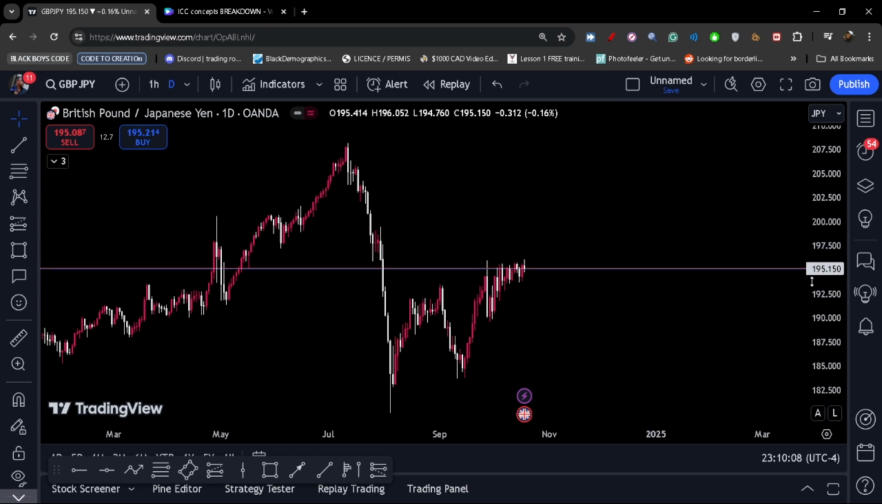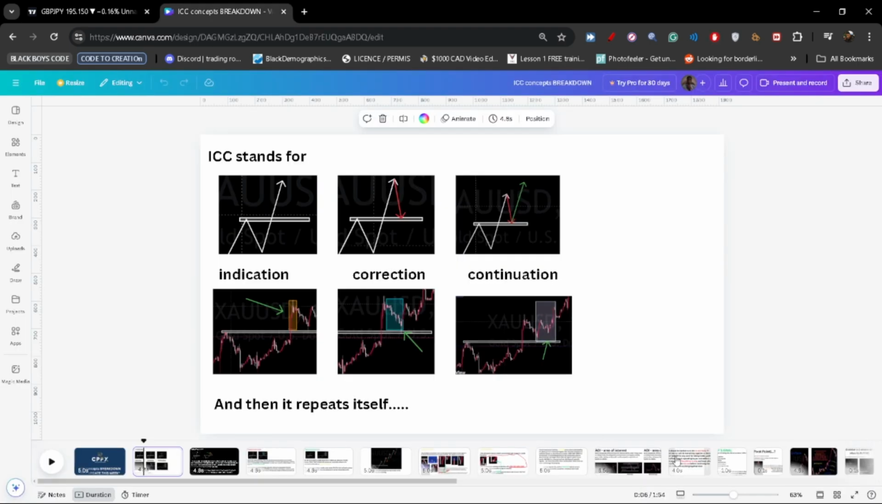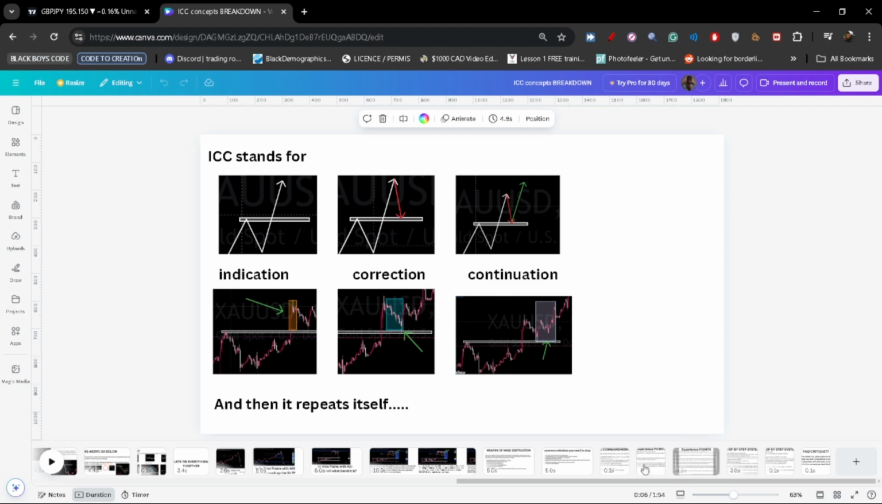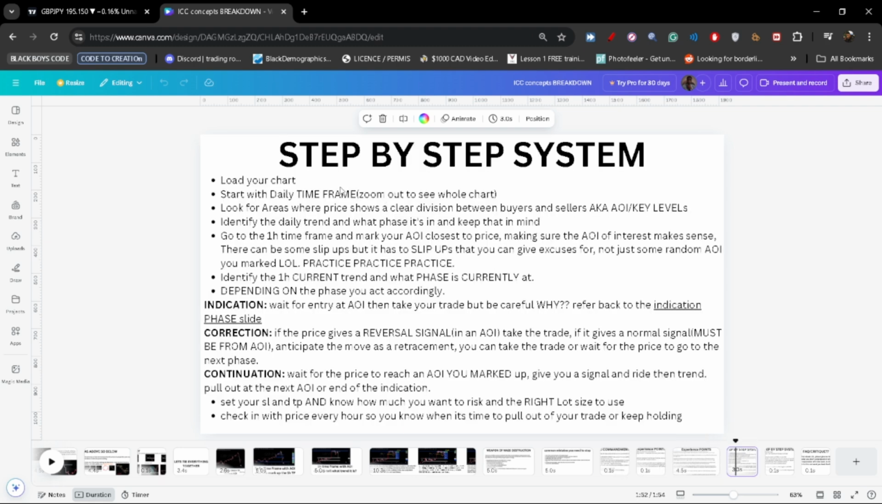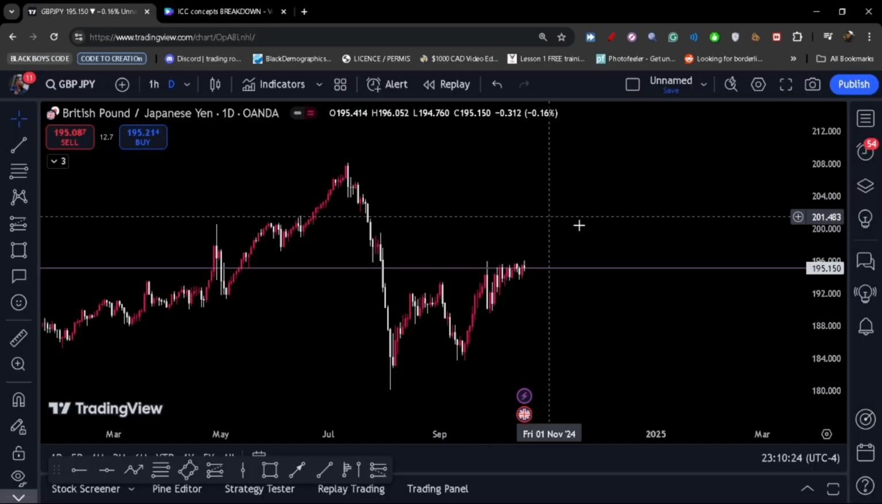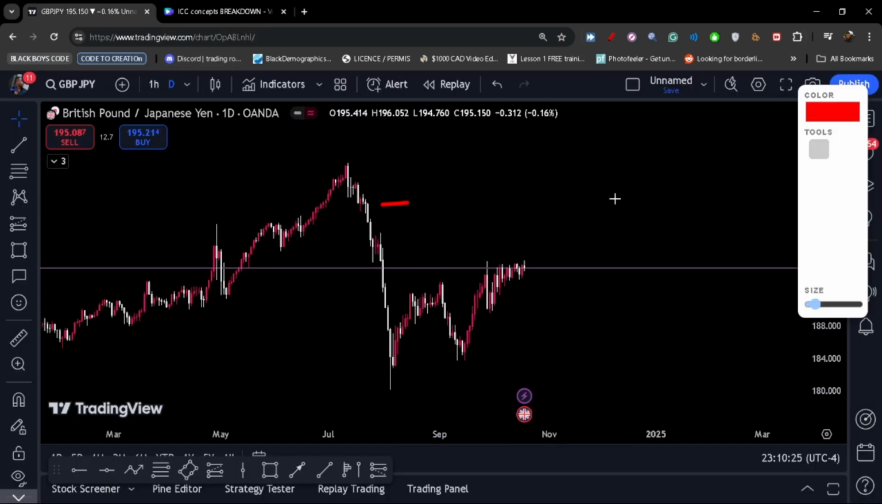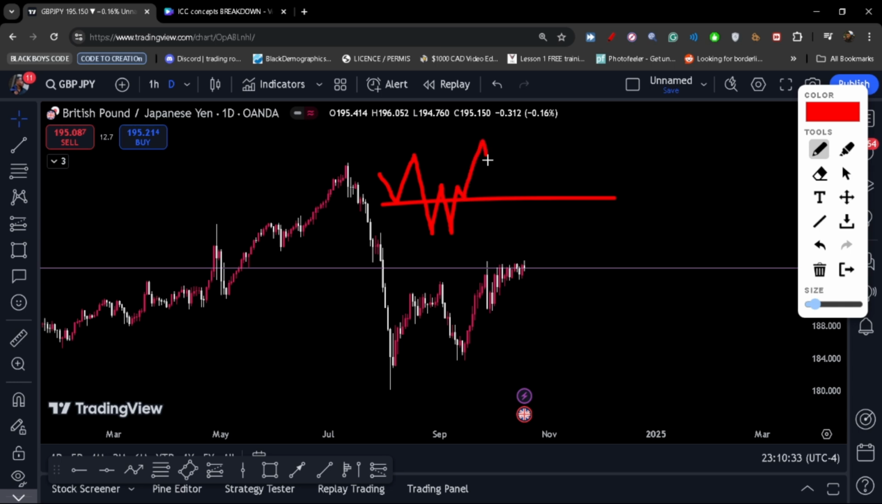Now when it comes to how I trade, in my ebook I give you a step-by-step on how you can do this. In my first step, I talk about going to the daily time frame to mark out your area of interest, or what we call your key levels. Essentially, an area of interest just means where price has shown a clear demarcation between buyers and sellers. For example, price has shown that it's breaking and retesting in that area. That's what we are looking for when it comes to an area of interest.